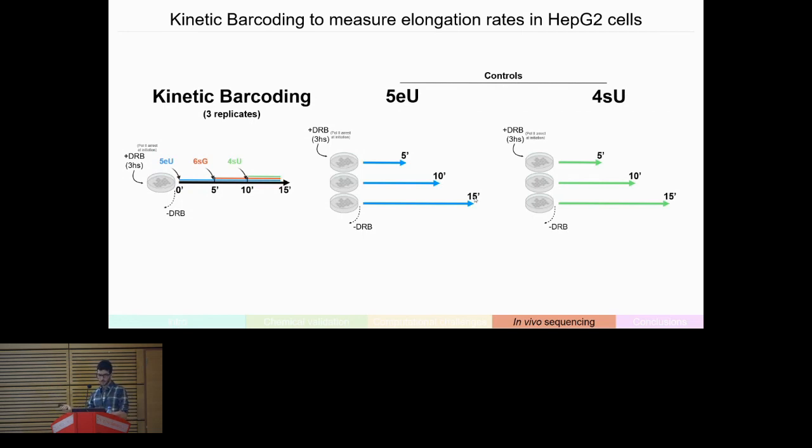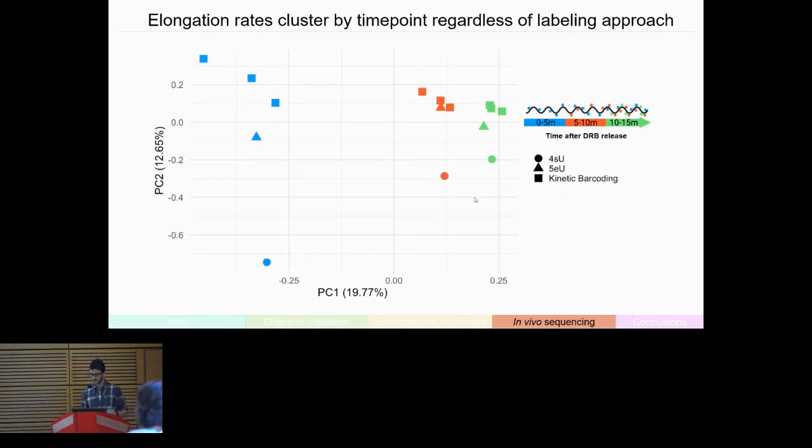Then for each treatment, I calculated the elongation rates and found first that the treatments are similar to each other, and that the ranges or the means for elongation rates are really similar, not only for 5EU, 4SU and kinetic barcoding, but also other methods that have been widely used. And none of these are in HepG2 cells, which is the cell line I was using, by the way. We can also do a PCA for elongation rates. When looking at PC1, elongation rates are clustering by time point and not by sequencing technique, which was really good.